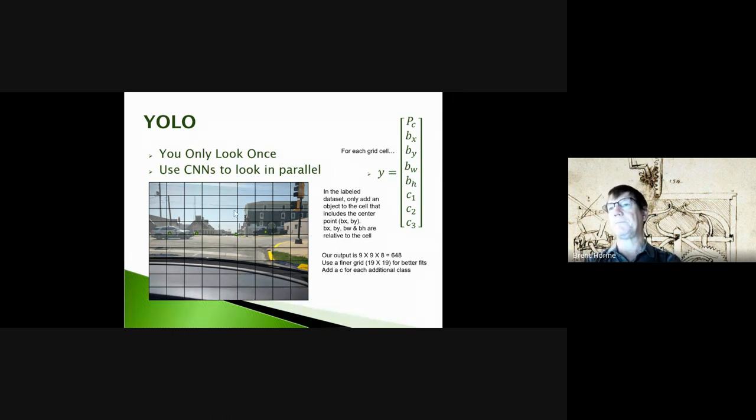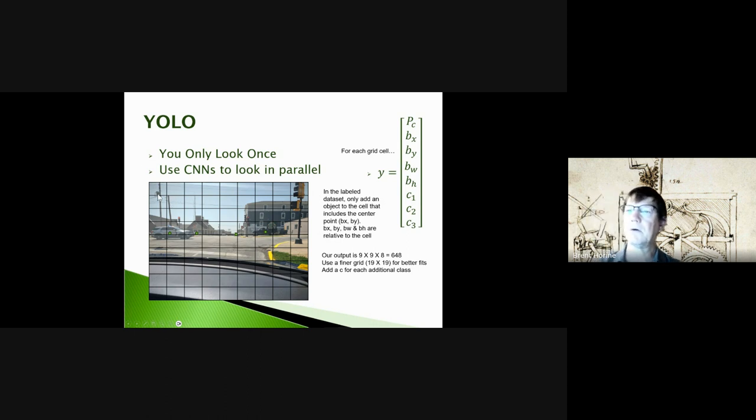Here we're going to use CNNs to look at all of these things in parallel at the same time. Again, for the sake of time, I don't think we have time to look into how we actually implement that, but the essence here is that for each grid cell, right here, I think, did I do this 9 by 9?